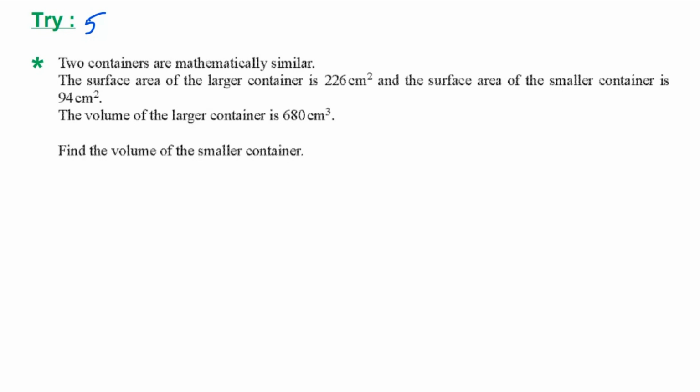So two containers are mathematically similar. The surface area of the larger container is 226 centimeters square and the surface area of the smaller container is 94 centimeters square. The volume of the larger container is 680. Find the volume of the smaller container. In this case, the areas of the two containers are given and volume of the larger container is given, and you have to find the volume of the smaller container. Find out the scaling factor first. Use the areas of the two containers to calculate the scaling factor. By using that scaling factor you can calculate the volume of the smaller container. Okay, try this also. Share your answer in the comment section.